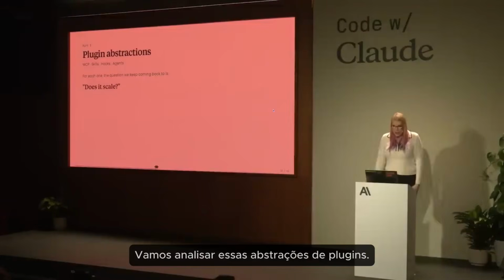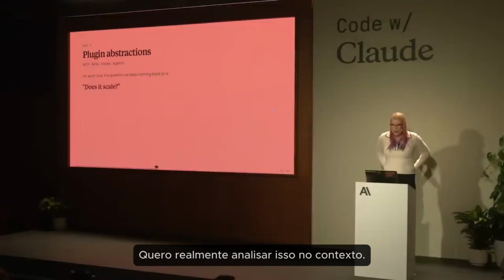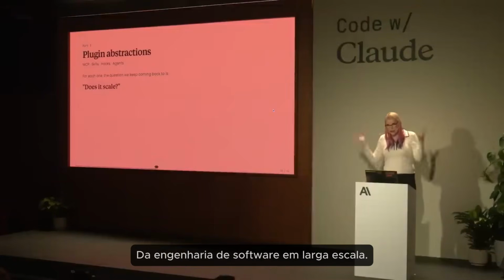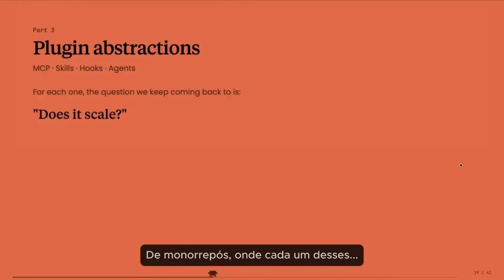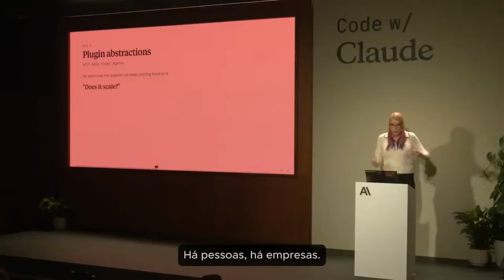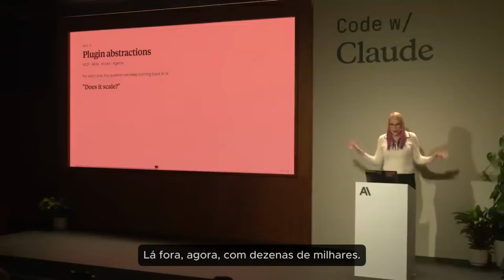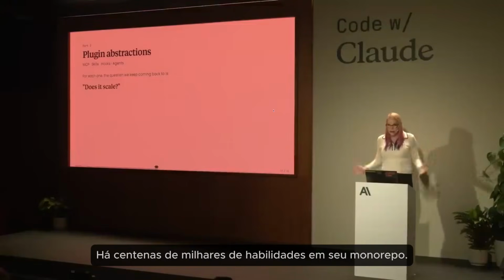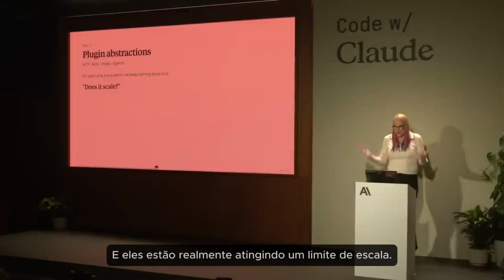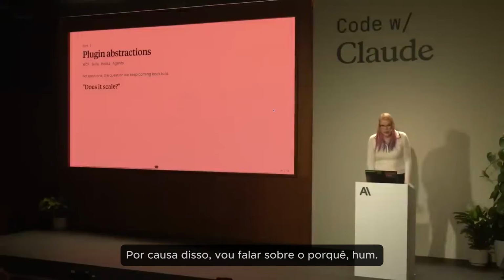So let's look at these plugin abstractions. I really want to look at this in the context of large-scale software engineering, of monorepos, where for each one of these, I want you to ask, what happens if I have 10,000 of them? What happens if I have 100,000 of them? There are companies out there right now with tens of thousands or hundreds of thousands of skills in their monorepo, and they're really hitting a scaling boundary because of that, and I'm going to talk about why.